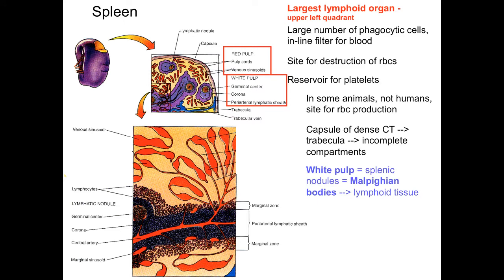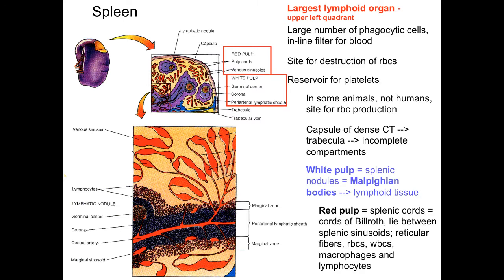We also can define red pulp in the spleen. The red pulp has what we call splenic cords, also given the name cords of Billroth, and these splenic cords lie between the splenic sinusoids. In the red pulp you'll have reticular fibers, red blood cells, white blood cells, macrophages, and lymphocytes.